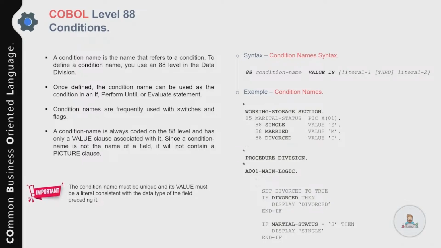If you look at the first condition, in order to print divorce as a message, we have used the condition name DIVORCE. So we have used IF DIVORCE, then DISPLAY the message divorce, END-IF. And if you don't want to use level 88 conditions, then you can directly use the variable, that is, IF MARITAL-STATUS EQUALS S, then DISPLAY single. So this is how you can use level 88 conditions in your COBOL program.